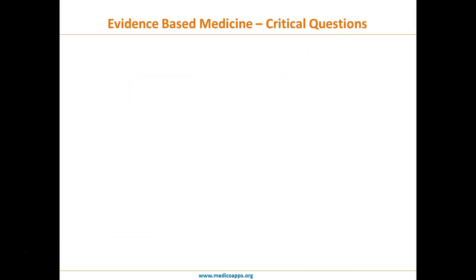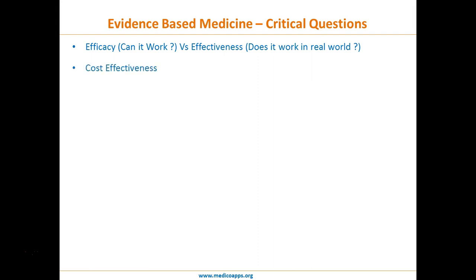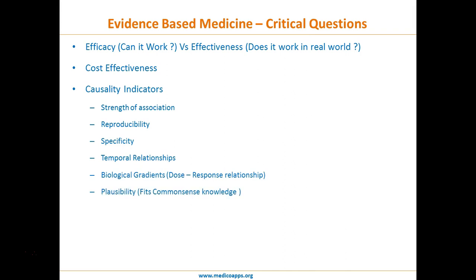Now, evidence-based medicine is basically what we try to look at is, we try to look at efficacy, that is, can it work, versus effectiveness, does it work in the real world. We look at the cost effectiveness of the therapies, and we look at causality indicators. When you are doing a research, anything could be related to anything, but establishing a causality indicator is very important, which can be dependent on strength of association, like how closely the two indicators are associated.